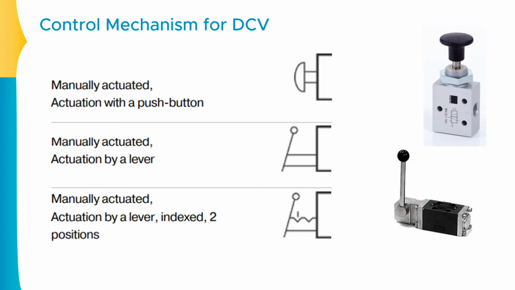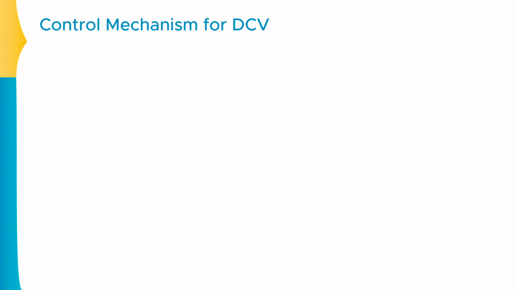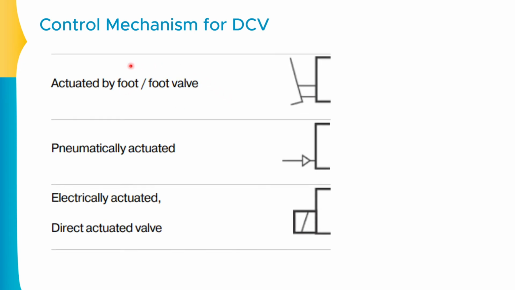Okay, other than that, we have the foot pedal operation available. So this specific symbol represents the foot pedal. Okay, second, we have the option to control the valve in a pneumatic way. So as you can observe, this is a triangle with a hollow section.